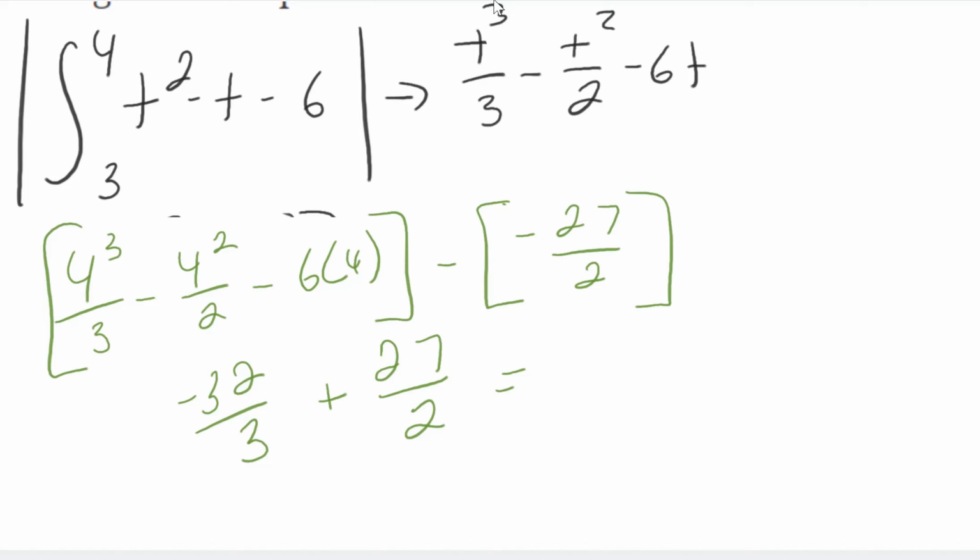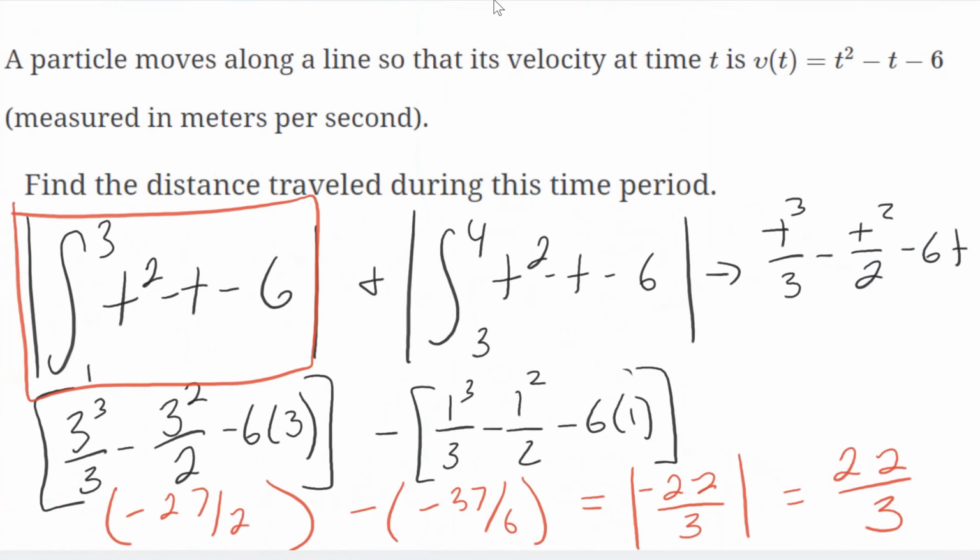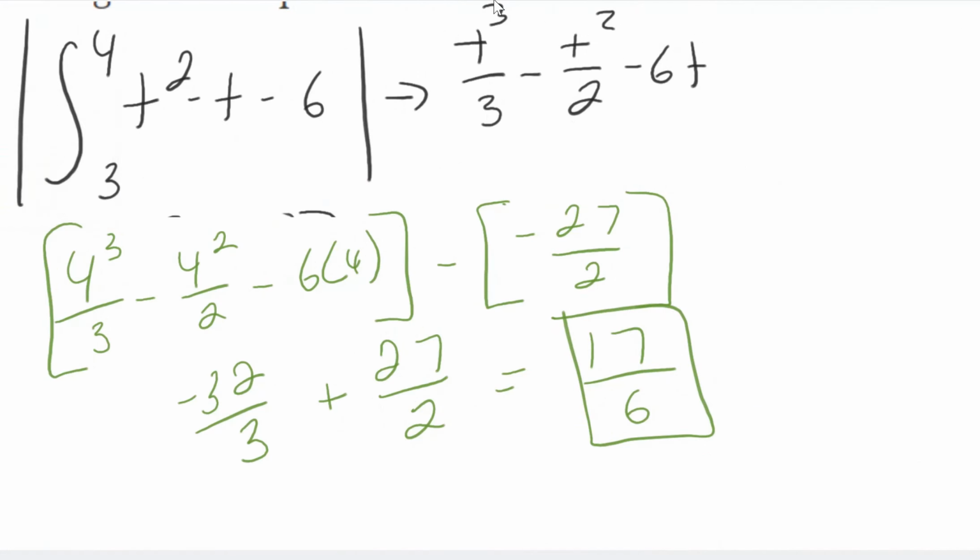17 over 6 is my final answer. Right. So that's the second one. My first one was 22 over 3. So I am doing something really wrong then. Okay, give me a minute. And then I add the 17 over 6. So 44, 54, 61 over 6.